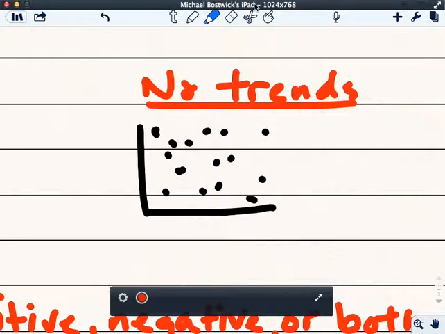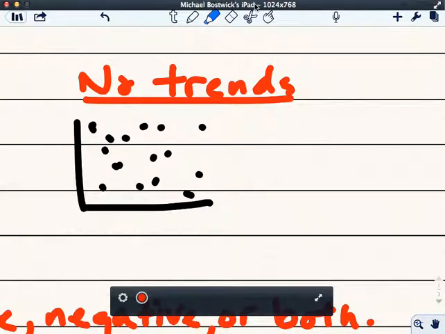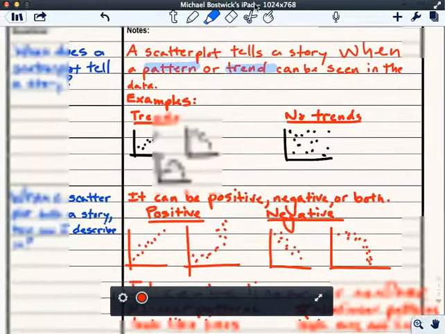There are some that have no trend, and so here I can't identify what direction the data is heading. I don't know, because the data is sort of scattered all over the place. You can't identify any pattern. There's no shape that's emerging. There's no idea if it's moving up and to the right. The data is just all over the place. And so that's an example when it does not tell a story.